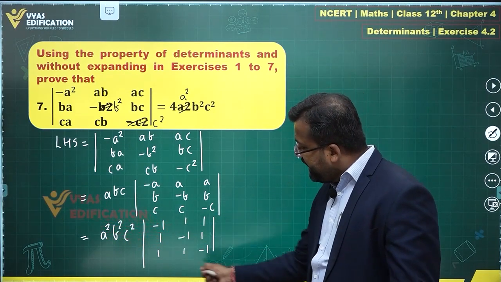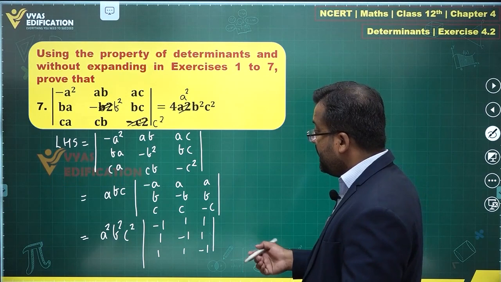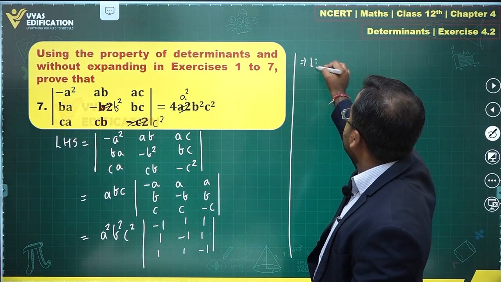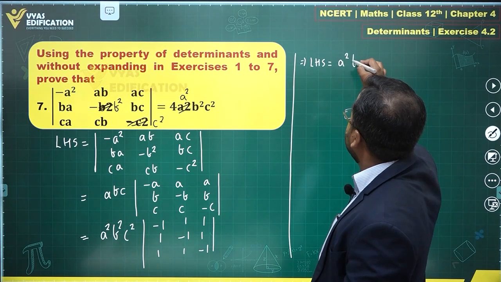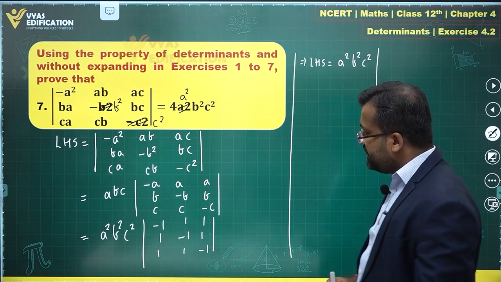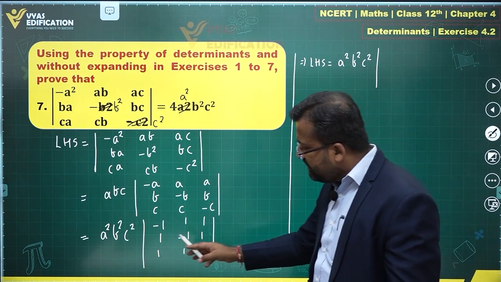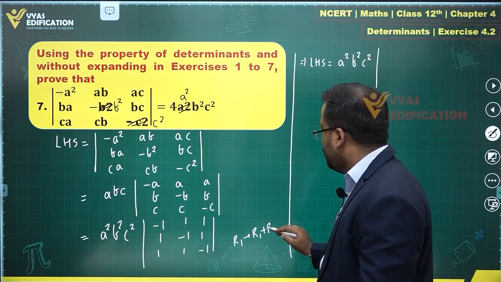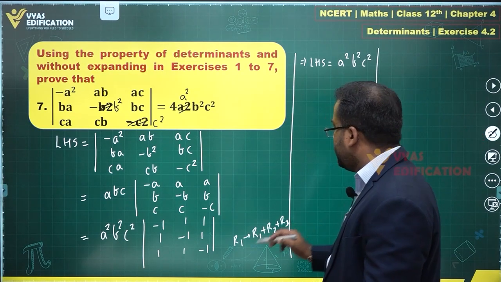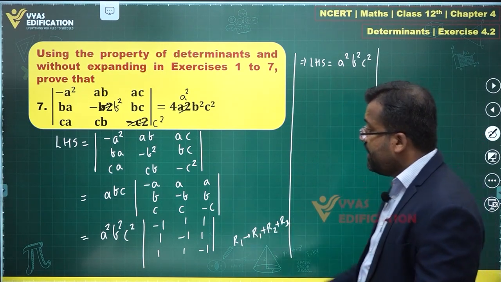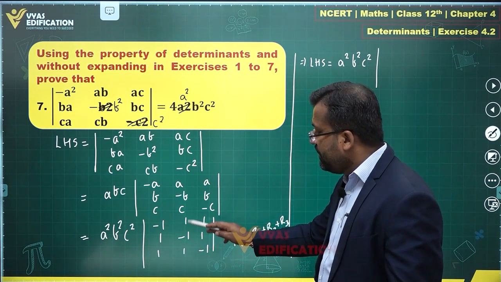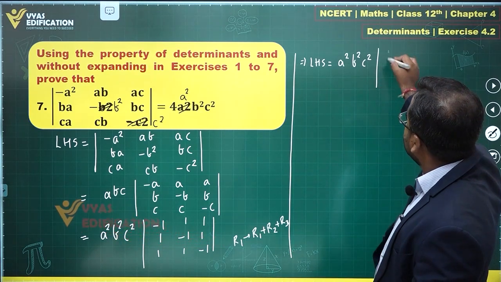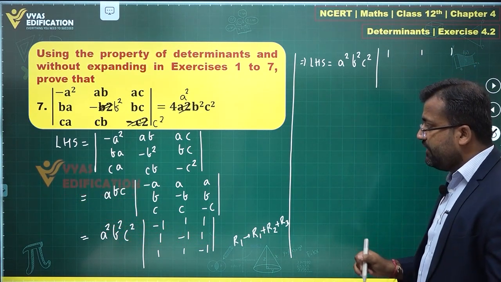What next? We are supposed to find the value of this, but once again using properties. This gives me LHS is a square, b square, c square. Do we observe that there's a minus 1, there's a 1 and 1? So I can replace R1 by R1 plus R2 plus R3. Minus 1 plus 1 will become 0, there will be a 1. 1 minus 1 will become 0, there is a 1. 1 plus 1 minus 1 will be again a 1. So in the first row you will have 1, 1 and 1 remaining.